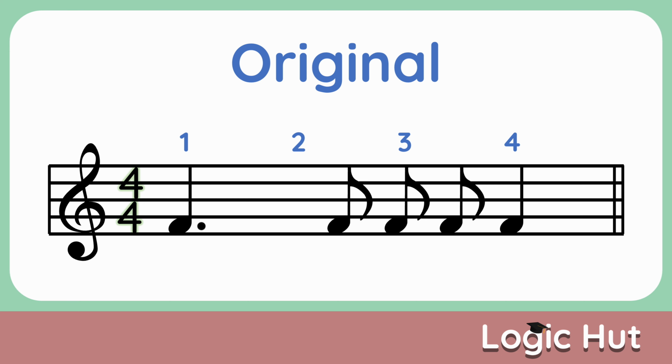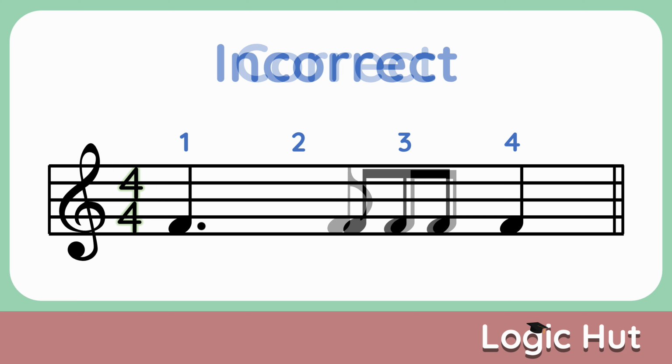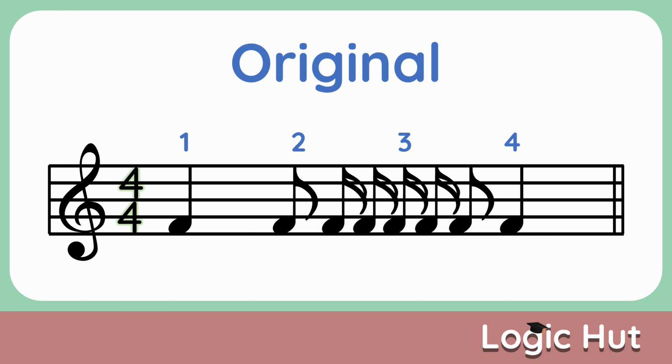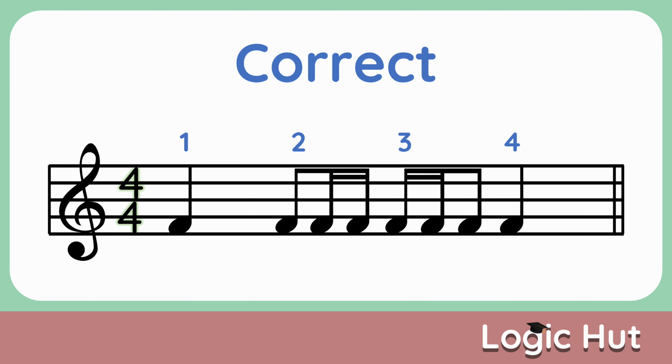Groups of quavers must start on the beat. Here is an example of a correct beaming, as well as an incorrect beaming. When it comes to shorter note lengths, they are normally beamed to form one beat. Here are some further examples.